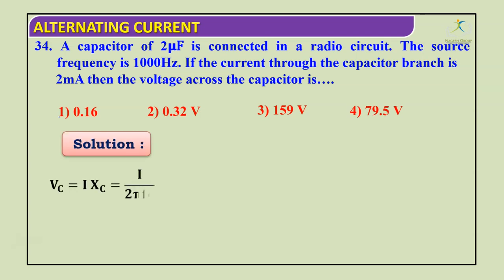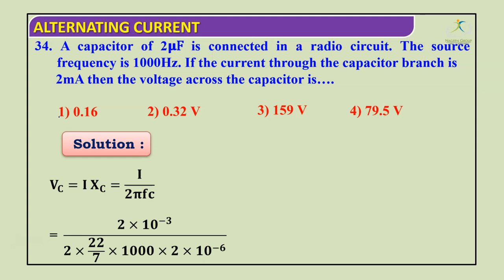Solution part: Vc is equal to I times Xc, where Xc is equal to 1 by 2 pi F C. If I put all these values in, the final result will come 0.16 volt. Hence, the correct option is option 1.